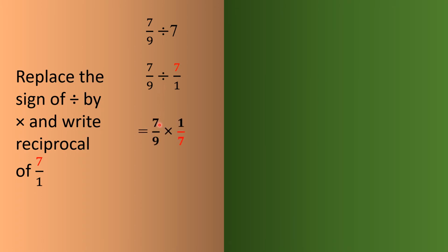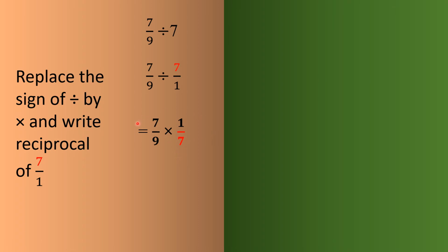So here it is 7 by 9. Instead of division, we will write multiplication and we will write the multiplicative inverse or reciprocal of 7 by 1, which is 1 by 7. Just exchange the numerator and denominator. 1 will be the numerator and this 7 will be the denominator in the reciprocal.